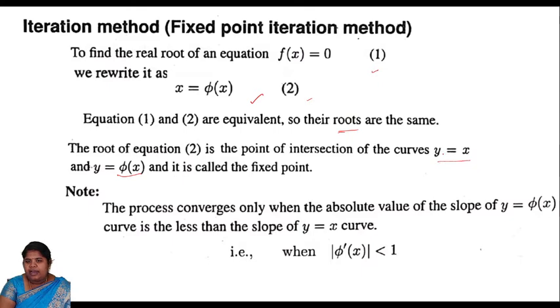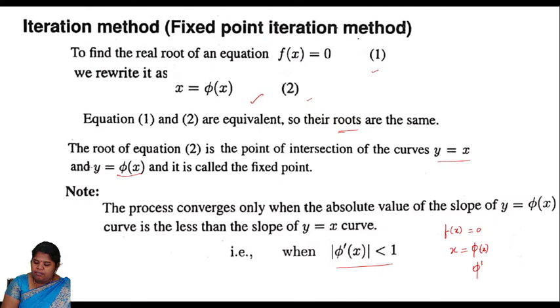Note that we can apply the iteration method only when modulus of phi dash of x is less than 1. We will be given an equation f of x. From that equation, we will rewrite x in terms of some function of x, and to check the condition, modulus of phi dash of x should be less than 1.